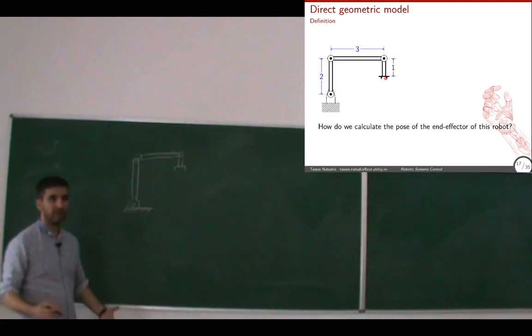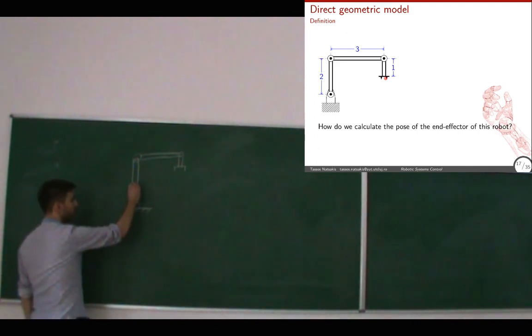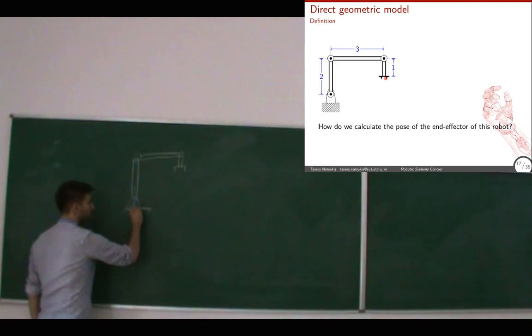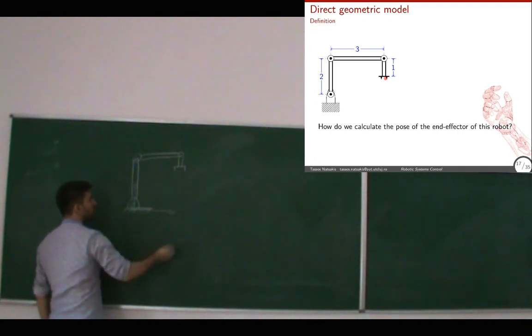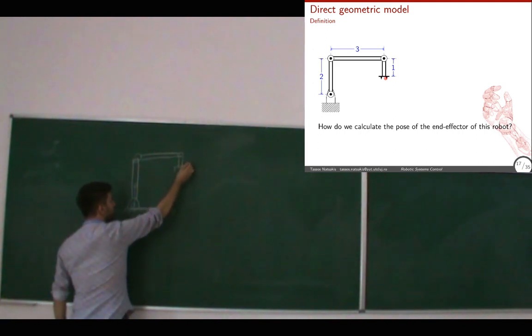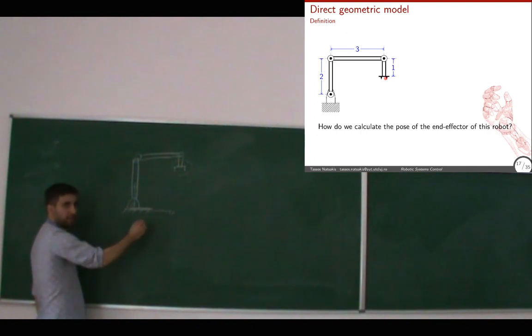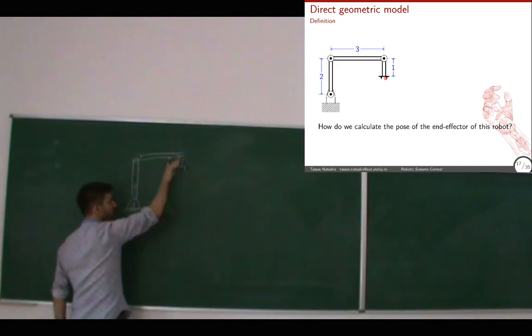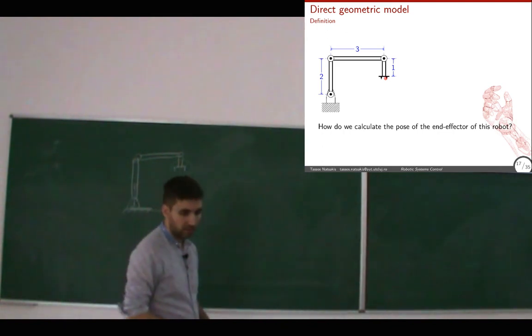and I need the coordinate frame to express this pose on. We usually build a coordinate frame at the base of the robot. Okay? So I want to know what is the position and orientation of this thing here with respect to this frame. What are the coordinates of the position, and how is this oriented relative to this? Okay.